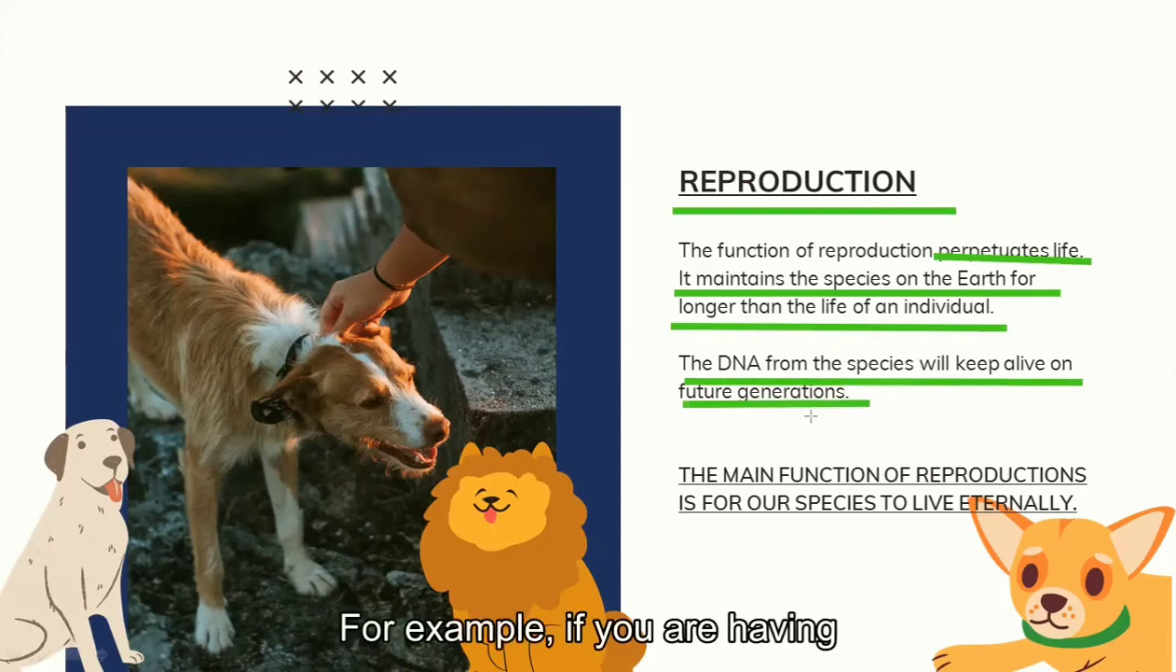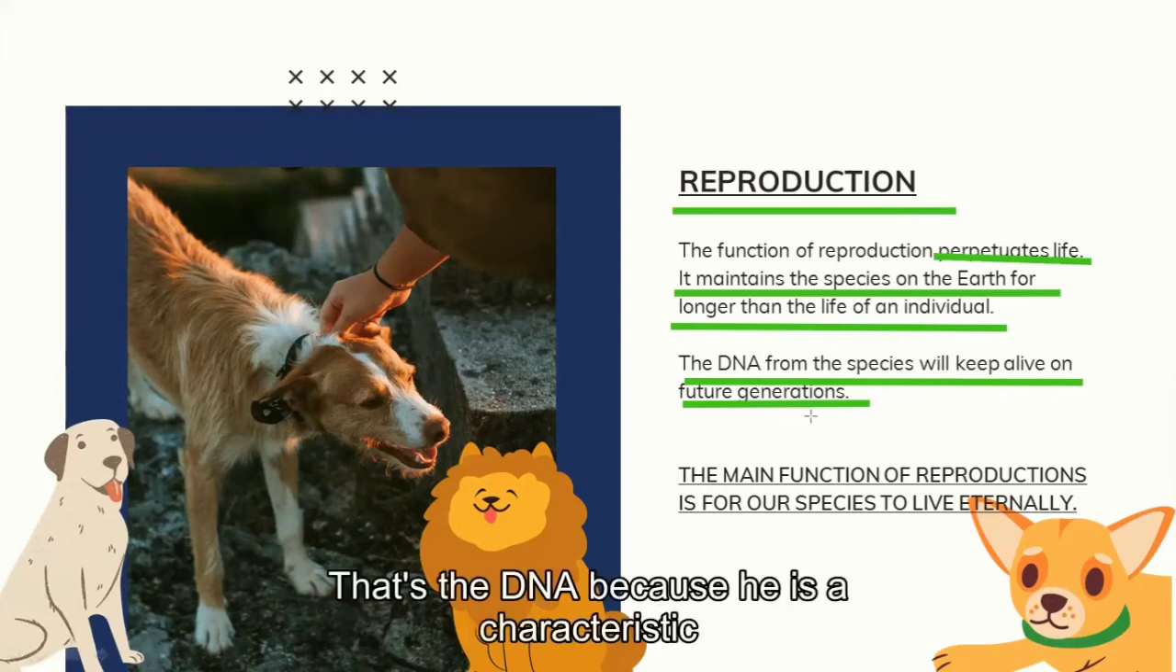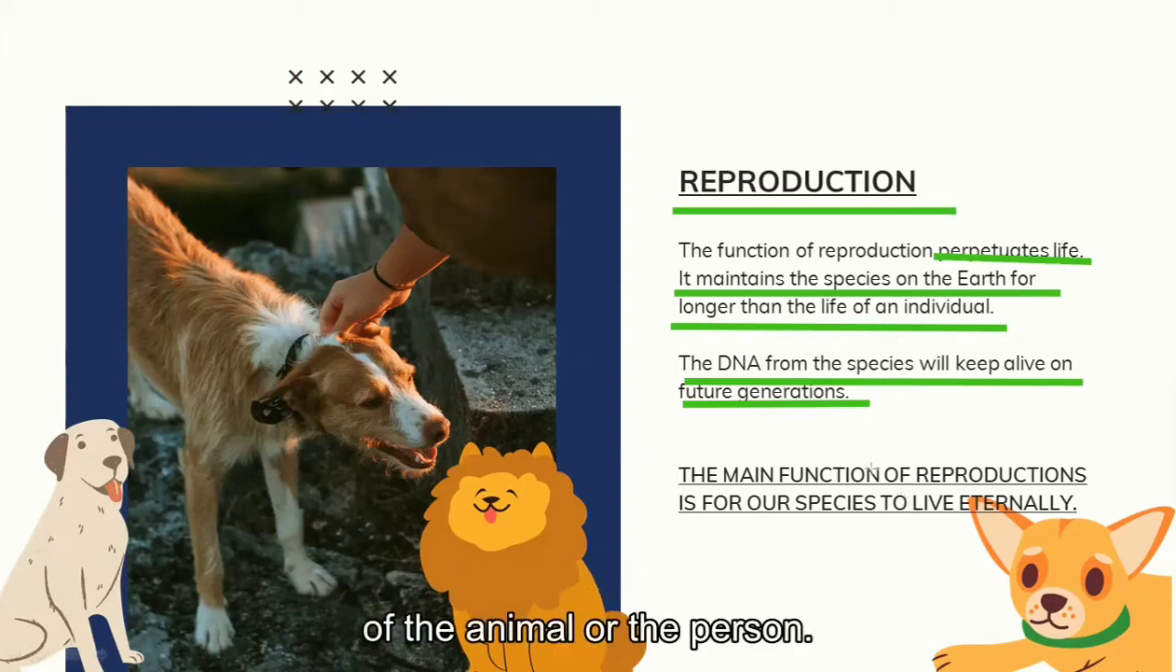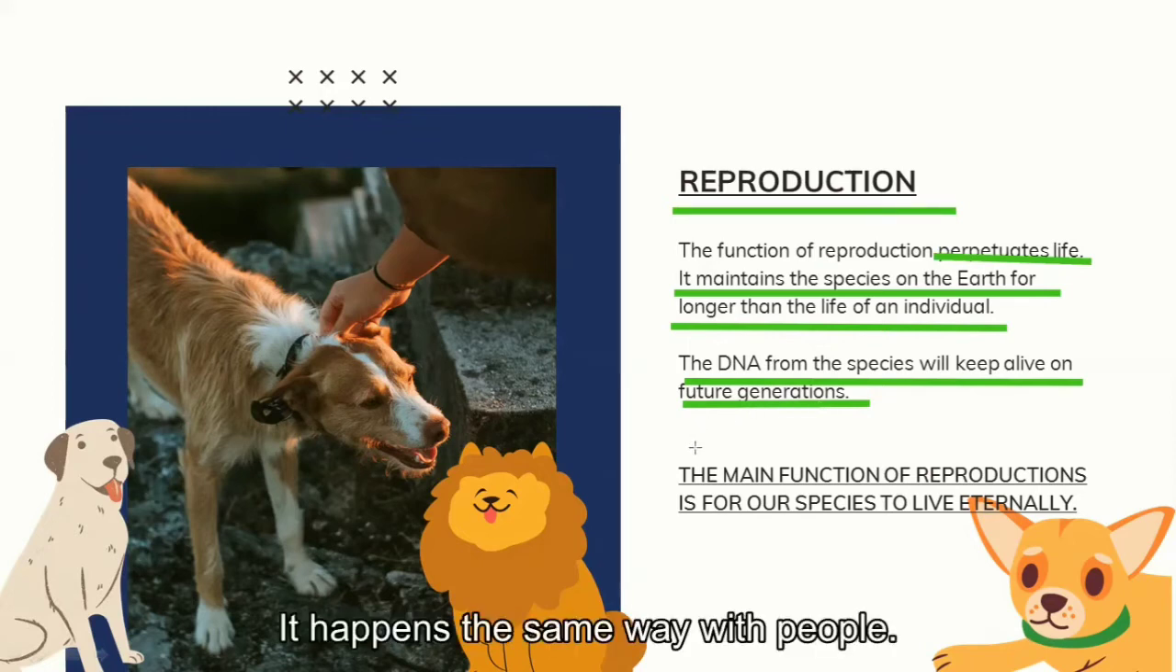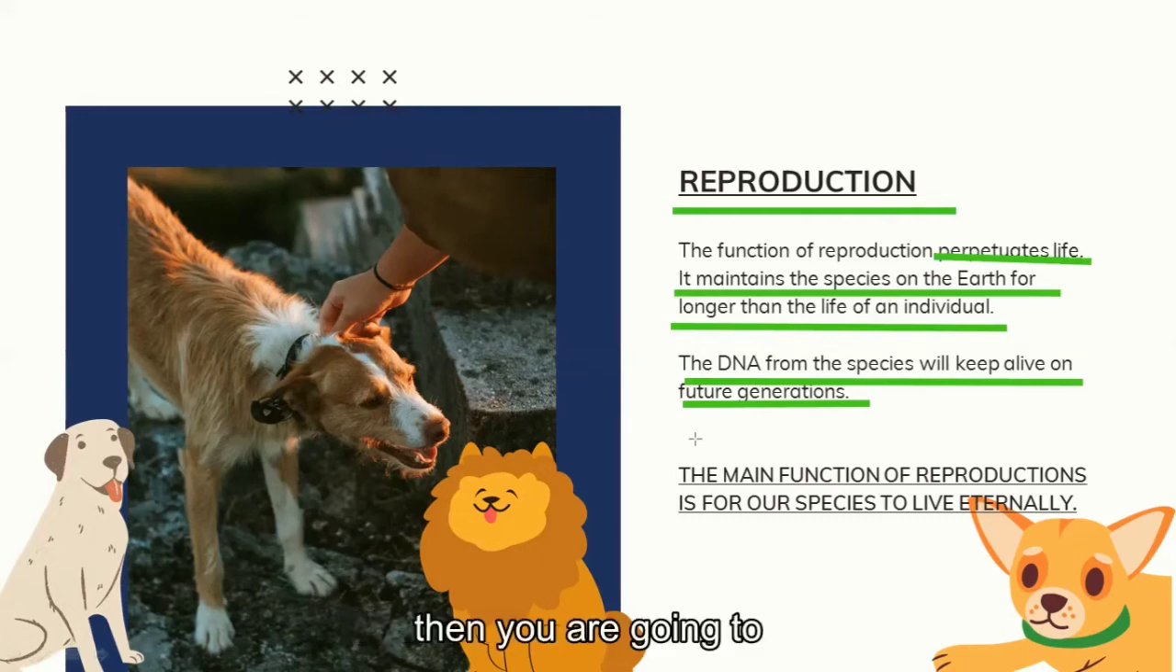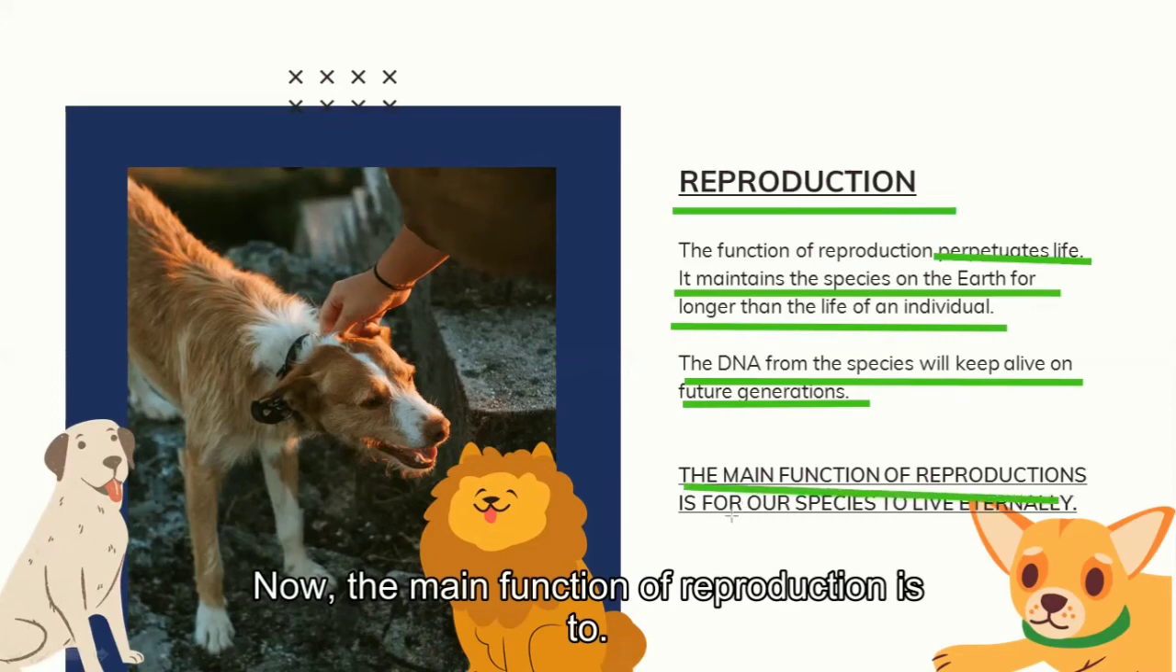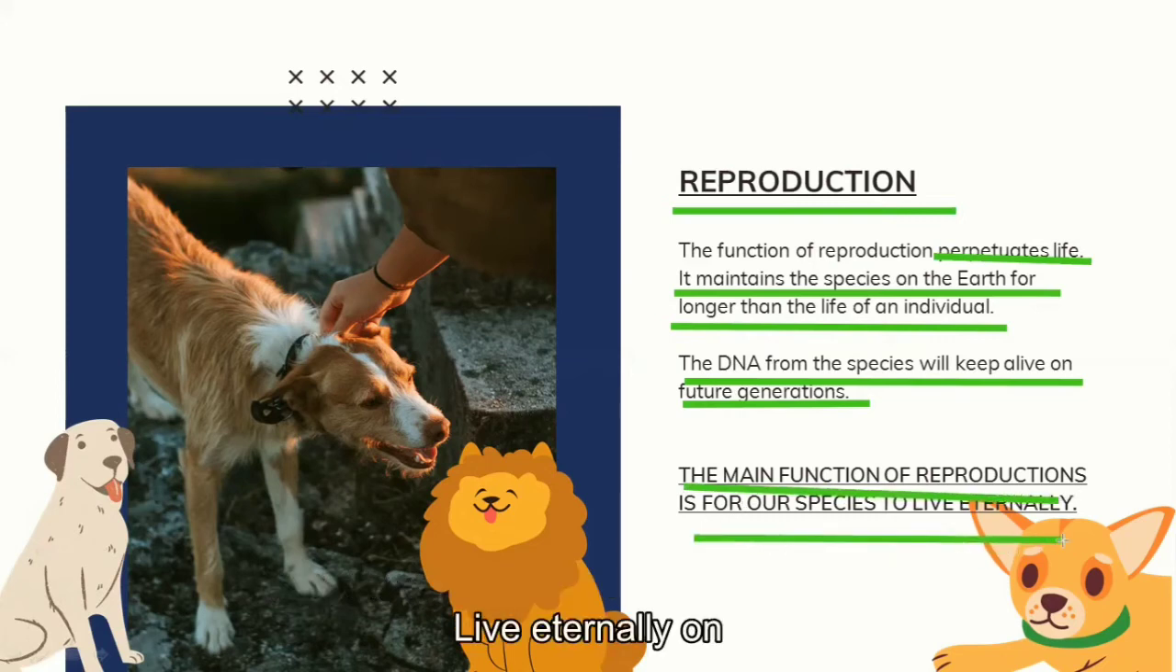For example, if you have a cat with white fur, her baby is going to have white fur also. That's the DNA, because it is a characteristic of the animal or the person. The same happens with people. If your mother has blue eyes, then you have a chance to have blue eyes too. Okay. Now, the main function of reproduction is to live eternally in future generations.